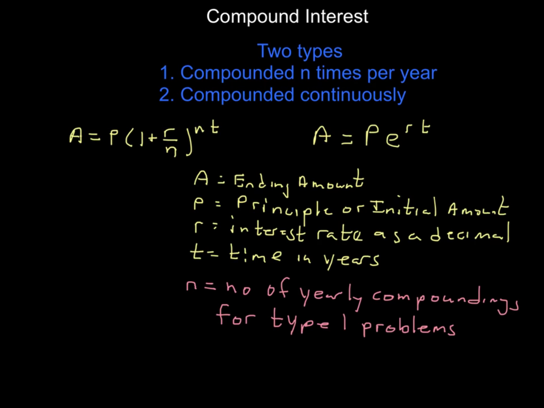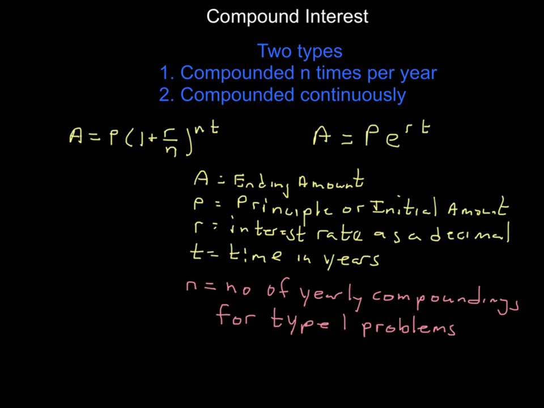So we have 2 different formulas for this because we have the 2 different types. Type 1, that first type where it's compounded n times per year, we use the formula A equals P times the quantity 1 plus r over n raised to the nt power. And if it's compounded continuously, I get A equals Pe to the rt, or often people remember it as the PERT formula. The PERT formula only works when it's compounded continuously.